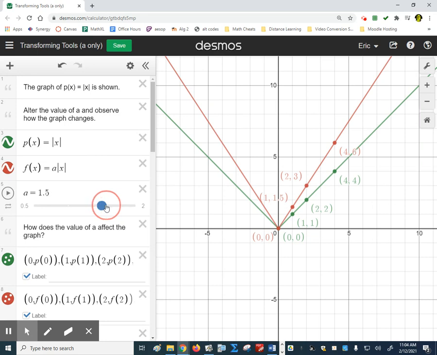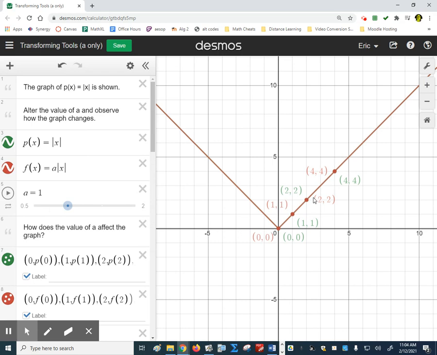If I go back to A equals 1, multiplying by 1 doesn't change anything. It's the same as the parent graph, right? But look at those points that start off with the same coordinates. When I increase the value of A, what's happening to those points? Okay, it changes the slope. True. How come it's changing the slope? Yeah, look, isn't it stretching those points up vertically?